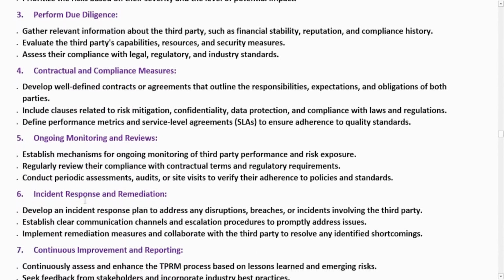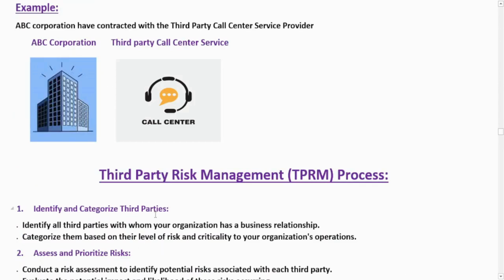At number one, we have identification and categorization of third parties. In this step, corporations need to identify all third parties with whom they have a business relationship. They have to categorize all the risk based on their level of risk and criticality. If we talk about our example, in this step, ABC Corporation identifies its call center provider as a critical third party who is responsible for customer support operations. And the call center provider is categorized as a high risk third party, basically due to the potential impact on ABC Corporation's customer experience and its brand reputation as well.